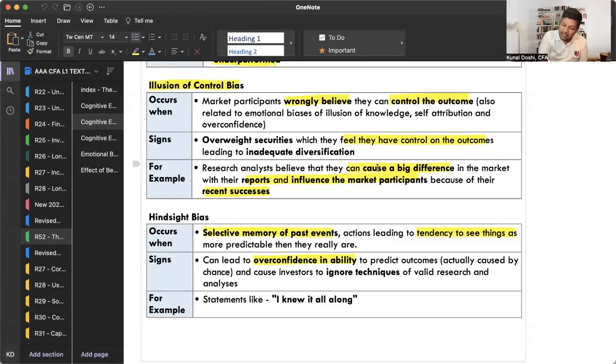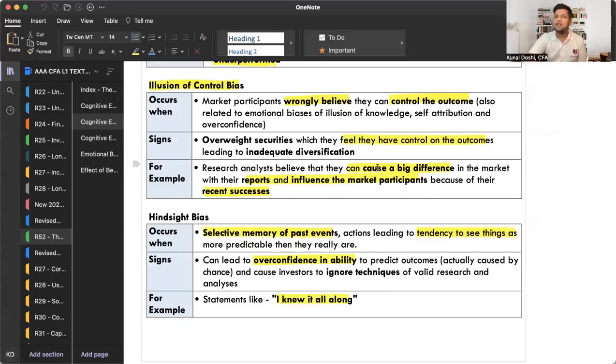So that statement, I knew it all along, I know everything, these statements are probably signs that you have not been thorough, and they probably will lead you to inefficient portfolios. They probably will lead to a situation where your portfolios are not diversified. Correct. So hindsight bias is where you only recollect a few things and make up your decision. That is hindsight bias.